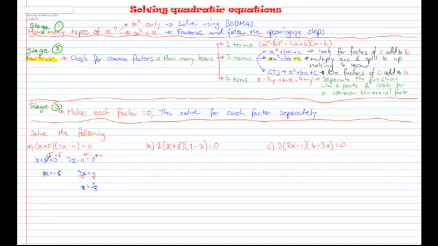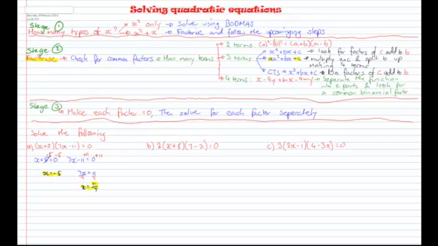Essentially, if I substitute in x = −5 or x = 11/7 into these equations, I'm going to get an answer of 0. For example, if I substitute in x = −5, you get −5 + 5 = 0, and 0 times whatever the other factor is equals 0. Whereas if I substitute in 11/7, then 11/7 + 5 will get me something, while 7 times 11/7 is 11, and 11 − 11 is 0. So something times 0 will get you 0. These are the two numbers for x that give an answer of 0.